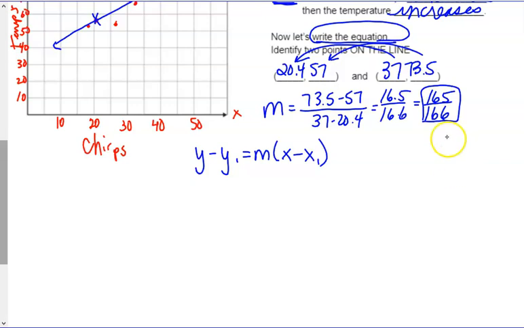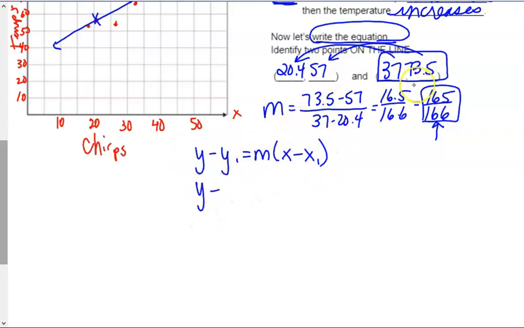So I know what the slope is, so I'm going to need that, and I need a point. Doesn't matter which point that I choose. I'm going to choose, say, this point to be my x1, y1. And once we identify those 2 things, I'm going to plug it in right here.